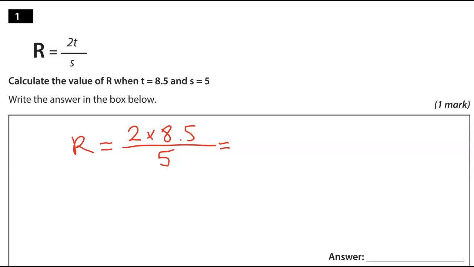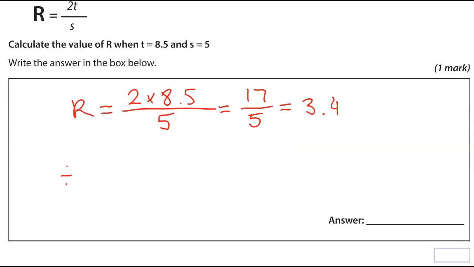So first, in the calculator, we'll do 2 times 8.5, which is 17. Then we'll divide that by 5. The fraction line always means division, just like you've got in the calculator. So 17 divided by 5 gives us 3.4. And that's the answer.